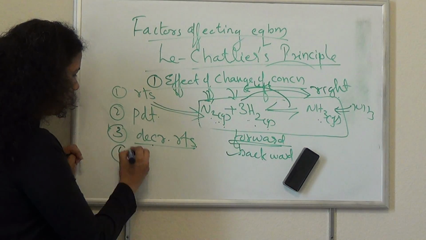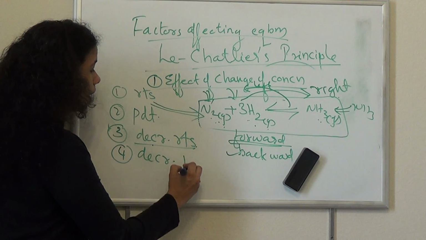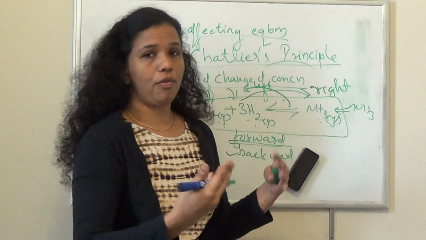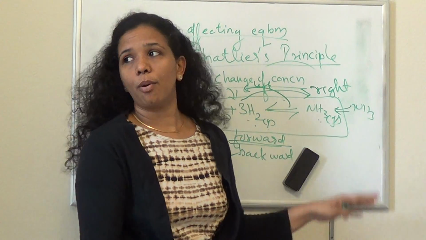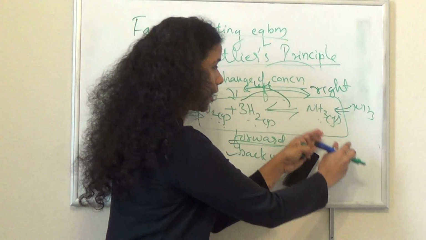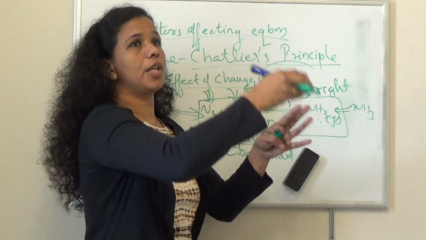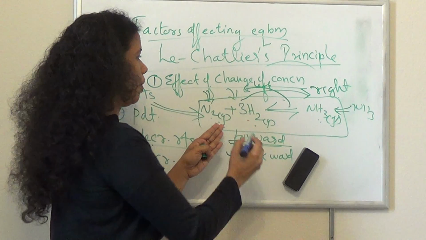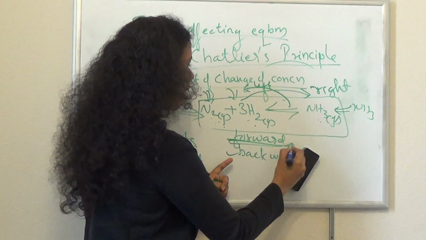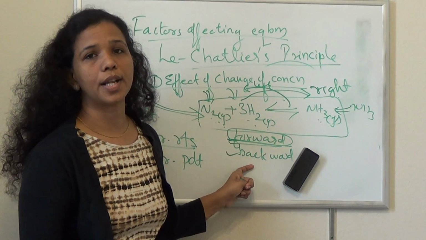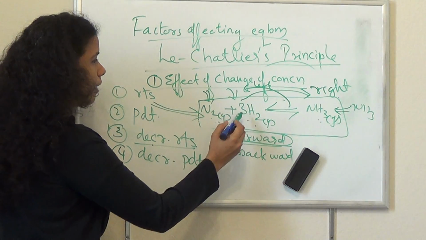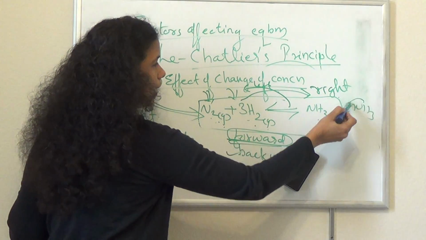Fourth one, if we decrease the concentration of product, we are pumping out ammonia. We want more ammonia, so we are pumping out the produced ammonia from the system. What happened? Concentration of product decreases. The system wants to increase the concentration of product, so the equilibrium will shift towards right. That means the forward reaction takes place. So these two conditions are favorable for increasing the production of ammonia.